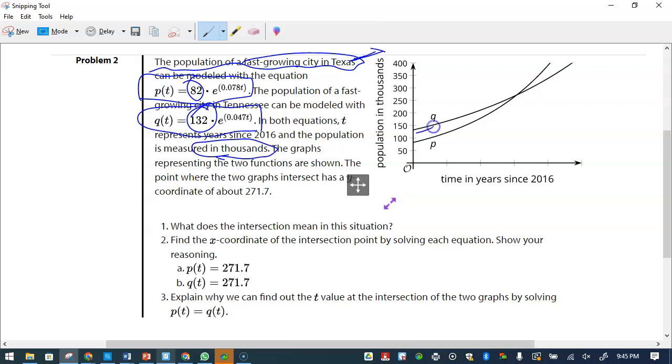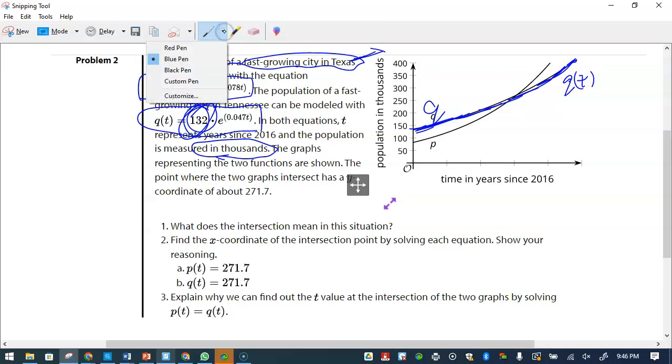So let me use two colors here. The blue one is Q, the second one, which starts at maybe 132. See this 132 here. So this is QT. And the red one is P. This part starts at 82. So that's 82. See? This is 82. It starts here, and this is the graph which is growing faster.